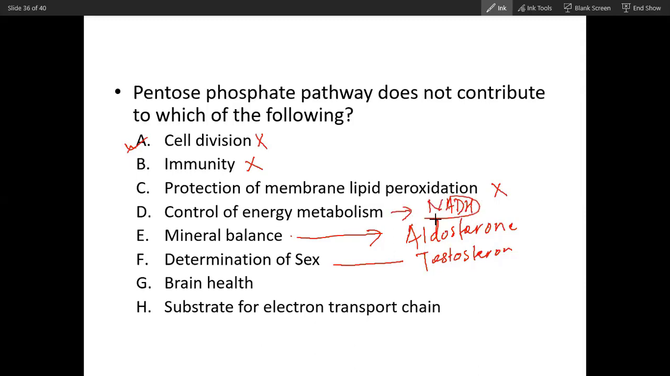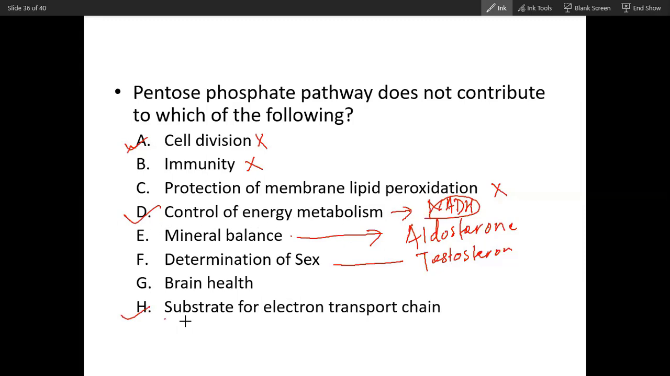NADH is a feedback inhibitor, feed forward inhibitor. Okay, not NADPH. So this is the answer. Now you can see this can also be the answer. Two answers are there. So sometimes I give such questions for practice so that you will become more confident.